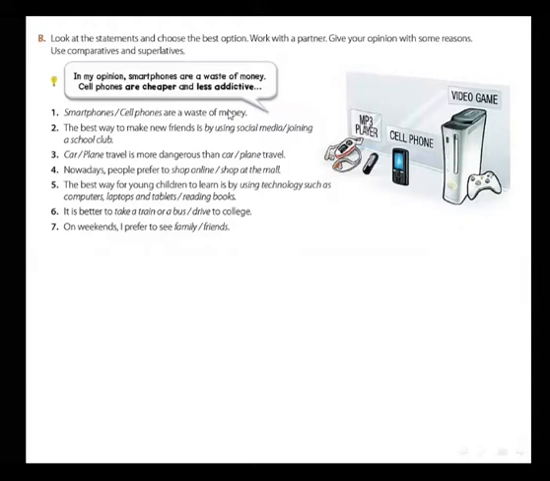The next exercise, number B. Look at the statements and choose the best option. Give your opinion with some reasons. Use comparatives and superlatives. Okay? For example, in my opinion, smartphones are a waste of money. Cell phones are cheaper and less addictive. It depends on your opinion.